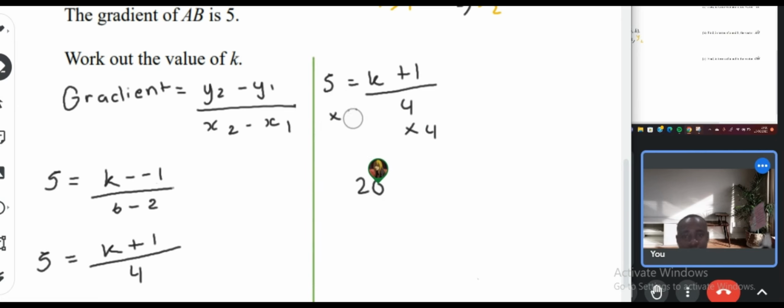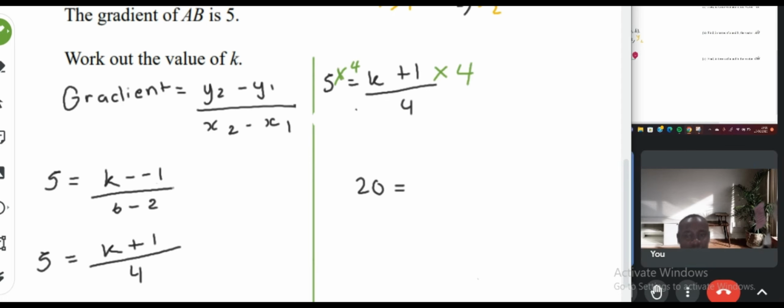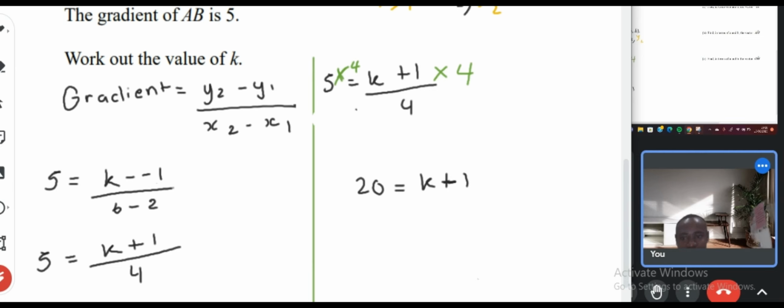Okay, let me just use a different color for this. Next time when you're doing it, put it at the top, so that it doesn't look like you're multiplying the denominator. Times 4, times 4. Are you serious? Okay, K plus 1, yes, because the 4 will cancel out this 4 when you multiply both sides by 4. Let me even write it down.